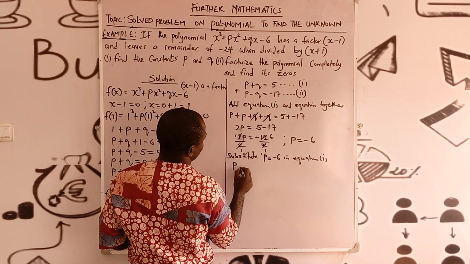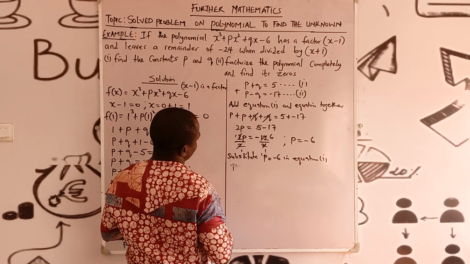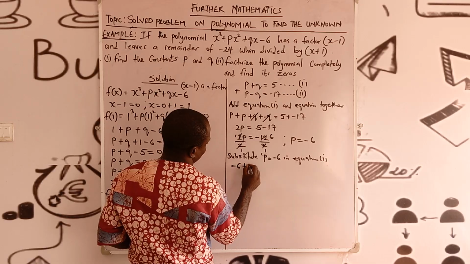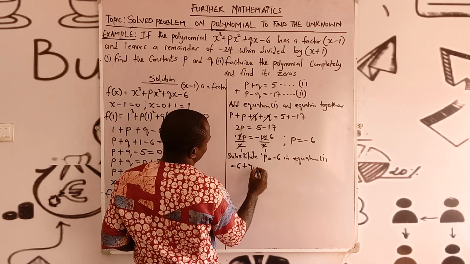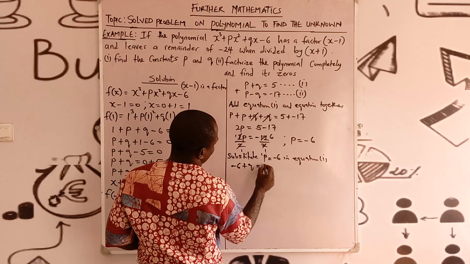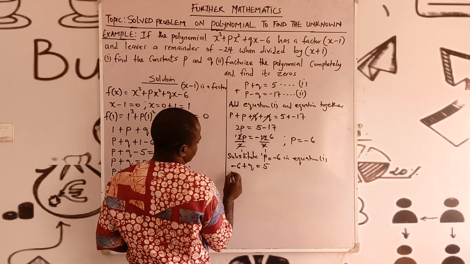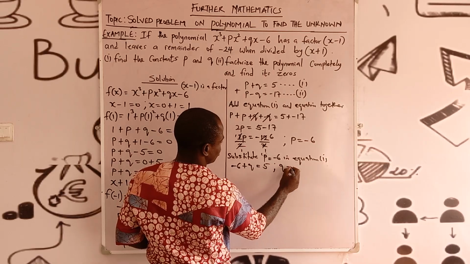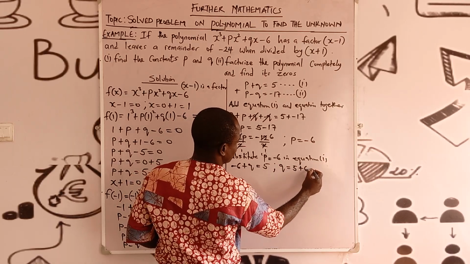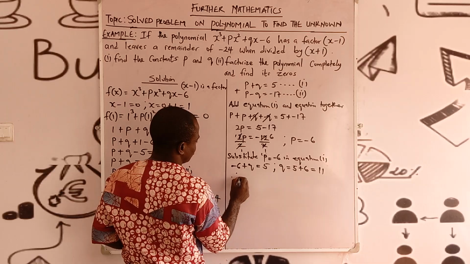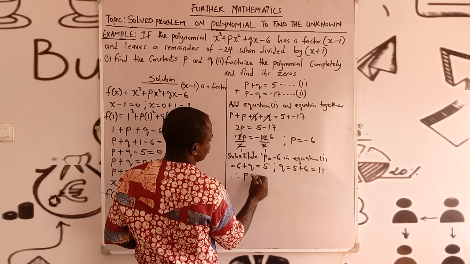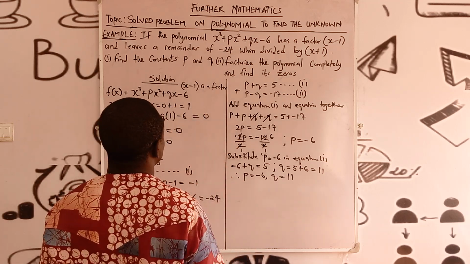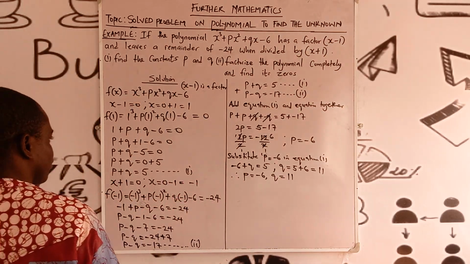P, we have it to be minus 6. Minus 6 plus q equals 5. Take minus 6 across the equal sign, it turns to positive. Q equals 5 plus 6 equals 11. Therefore, our p equals minus 6, q equals 11. These are the constants that we have.